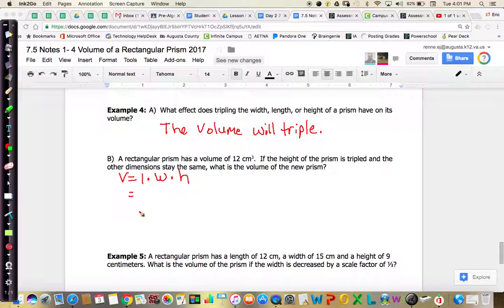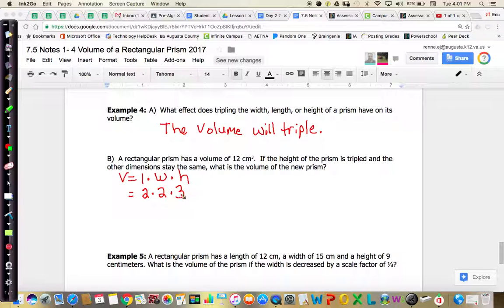Well, I know 4 times 3 is 12, and I know 4 breaks down into 2 times 2, so I can do 2 times 2 times 3. So I know that those three numbers give me 12. Now, if the height is tripled, so we know that the numbers I just made up, the height is 3, so if we triple the height, we multiply it by 3, and 3 times 3 is 9.